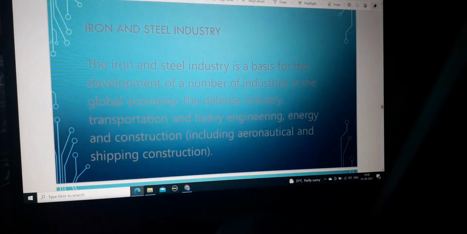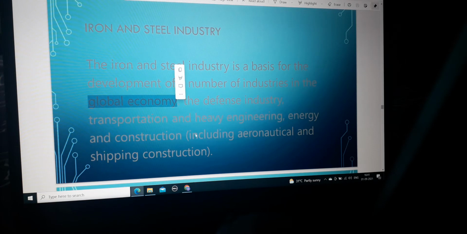Now let us come to the iron and steel industry, which is also known as the backbone of the economy. Let us see the reason why. The iron and steel industry is a basis for the development of a number of industries in the global economy. Iron and steel is used in most things, like for construction of buildings, for rail and transport purposes, for construction of roads, building of spaceships, ships, aeroplanes, railroads, as well as bogies. So that is the reason it is used in the global economy.